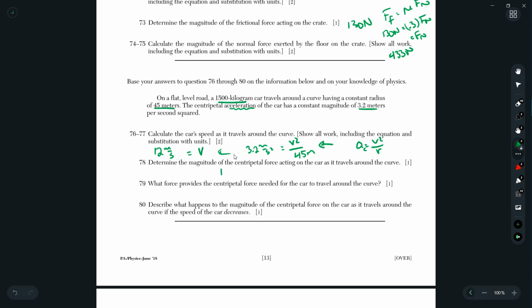Well, that's just, this time I don't need units or anything. 1500 times 3.2 is 4,800. 4,800 newtons.